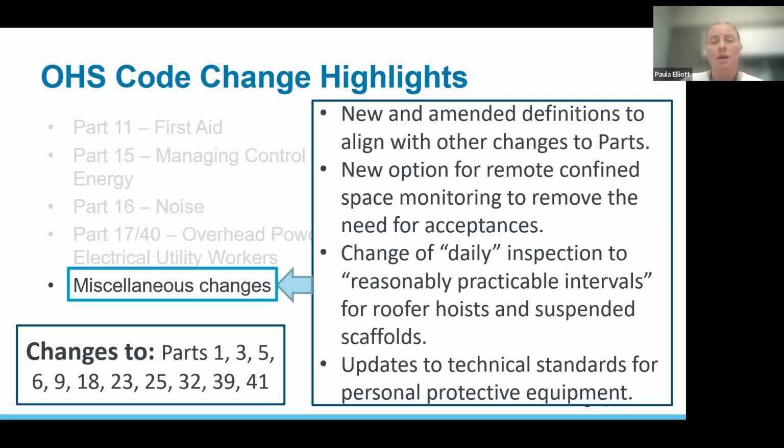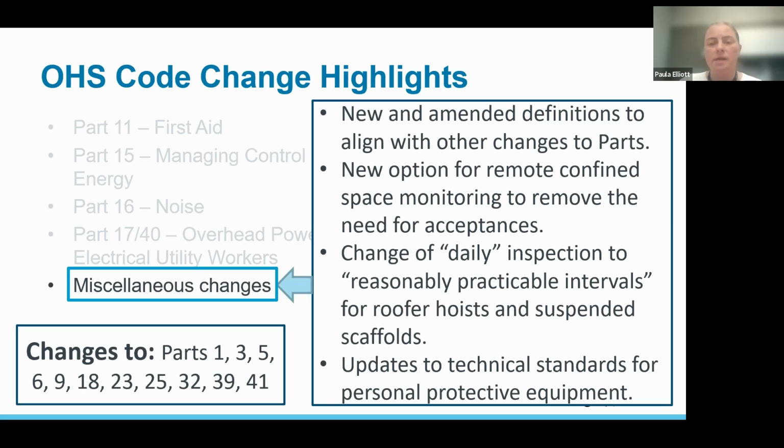Part 6 had a small change in Section 97 in the inspection frequency for roofer hoists. This changed from daily to reasonably practicable intervals to provide flexibility. Another area where this occurred was suspended scaffold, which was the same change. Reasonably practicable intervals is something that's referenced in other areas of the code to provide employers with flexibility to conduct inspections based on the realities of their work sites.